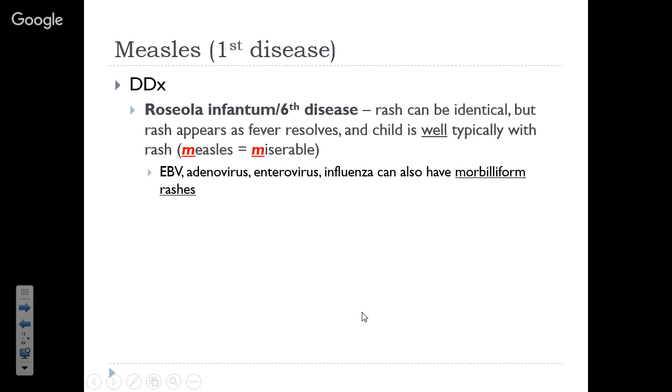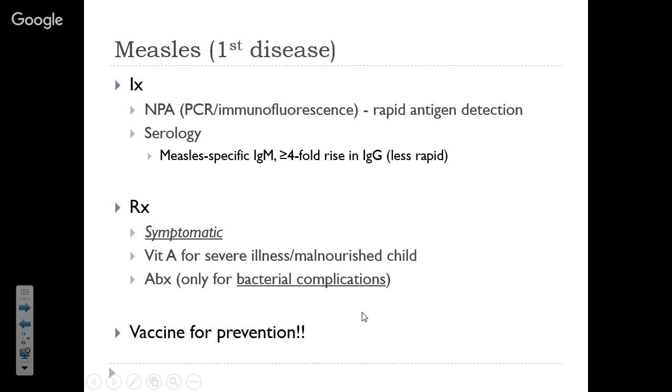So unfortunately, a lot of these viral exanthems can present quite similarly. So with roseola infantum, sixth disease, which I'll talk about in a second, the rash can often be identical. But with roseola infantum, the differentiating factor is that when the rash appears, the fever is resolved. And the child is typically well with the rash. So remember, measles is miserable with the rash, so M for M. And as you can see, there's a whole bunch of other viruses that can cause very similar rashes as well. So unfortunately, it can be hard to differentiate.